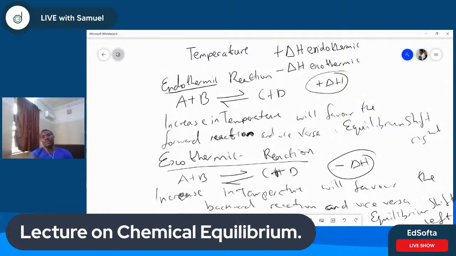Increase in temperature will favor the forward reaction and vice versa. Equilibrium will shift right, forward reaction, and vice versa. Equilibrium will shift left if there's a decrease in temperature for the endothermic reaction. For the exothermic reaction, if there's an increase in temperature, it will favor the backward reaction, meaning that equilibrium will shift to the left, and vice versa. Decrease in temperature will favor the forward reaction, and the equilibrium will have to shift to the right. So forward reaction means equilibrium shifting right, backward reaction means equilibrium shifting to the left. So that's about the temperature.